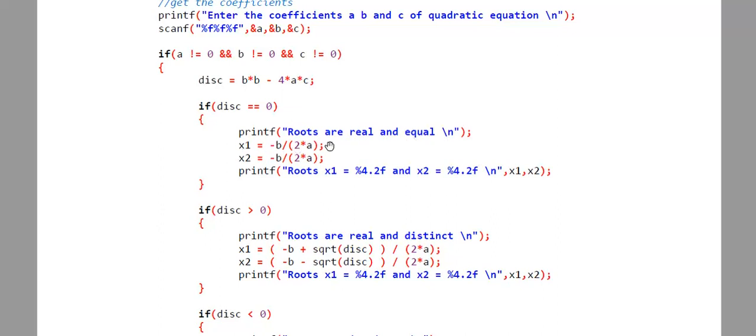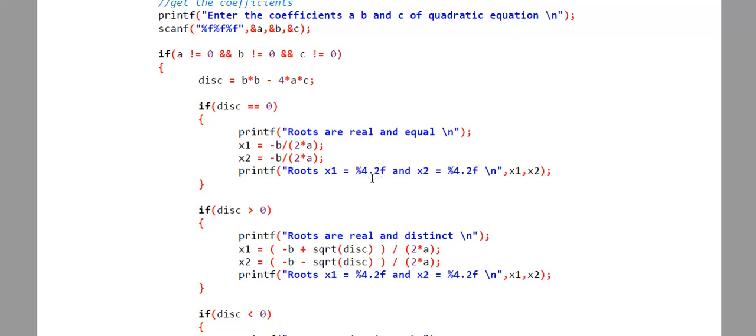And what are the roots? Since b square minus 4ac is 0, we need not calculate the other side of the equation. So x1 is equal to minus b divided by bracket 2 into a, and x2 is equal to x1. You need not recalculate, or you can do the calculation, that is not a problem. And then you will print the roots. Roots x1 is equal to percent 4.2f, or if it is confusing, you can just use percent f. The only difference is 4.2 will use only 4 places, and out of those 2 are decimal places. You can experiment using percent 4.2f or percent f.